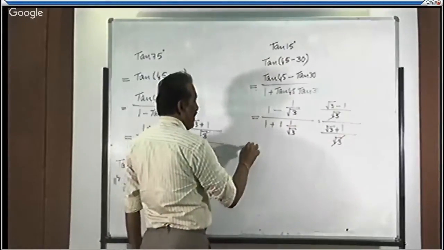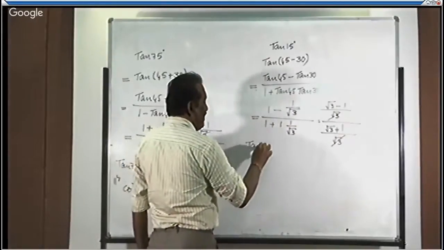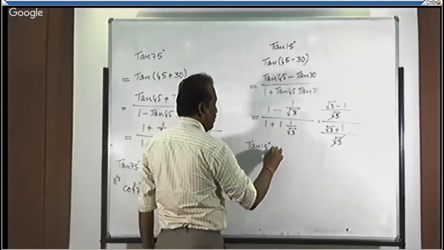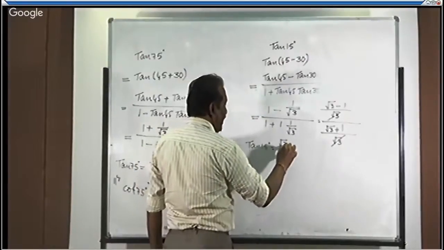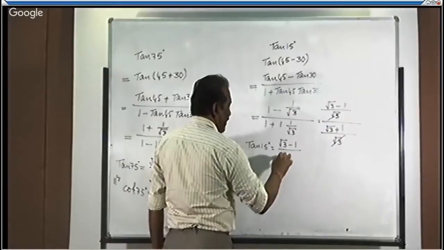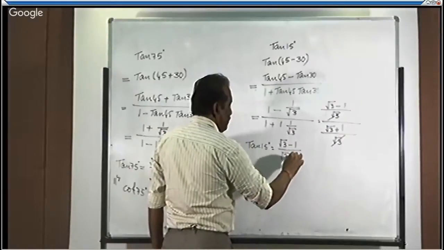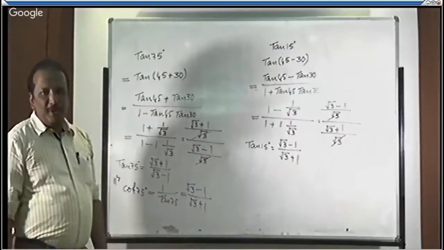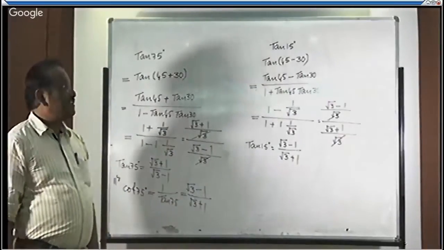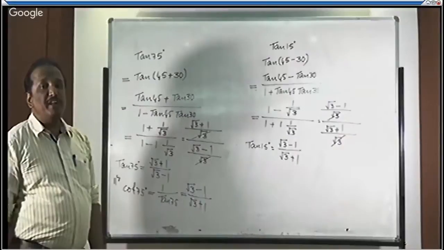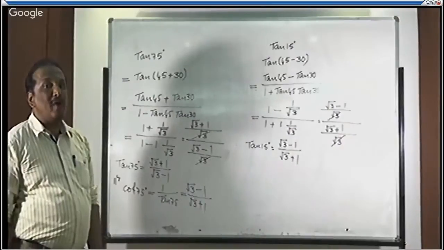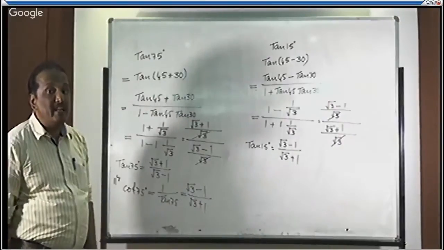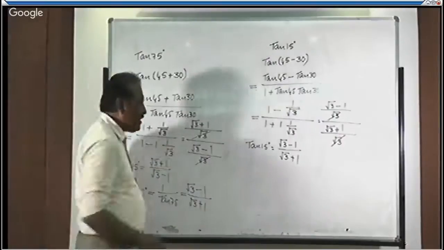Therefore, you can write tan 15 degree is equal to root 3 minus 1 divided by root 3 plus 1. So as in the previous case, instead of asking to find the value of tan 15 degree, if someone expects the value of cot 15 degree, you can apply the same convention.